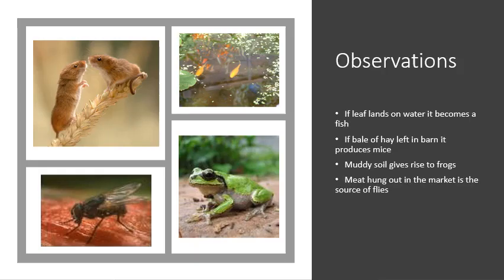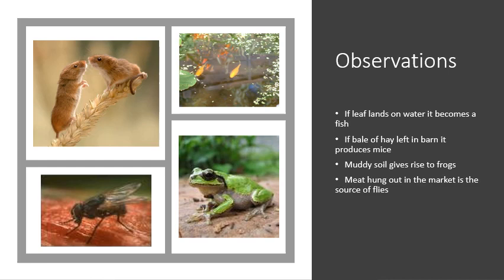What was observed in the past was that if a leaf lands on water, it becomes a fish. This was the thought pattern, right? If you've ever gone fishing, you cast your hook out into some leaves, and surprise, there's fish. And people noticed that leaves and fish look similar. Wherever there were leaves, there were fish. Ergo, that is, thus, fish come from leaves.